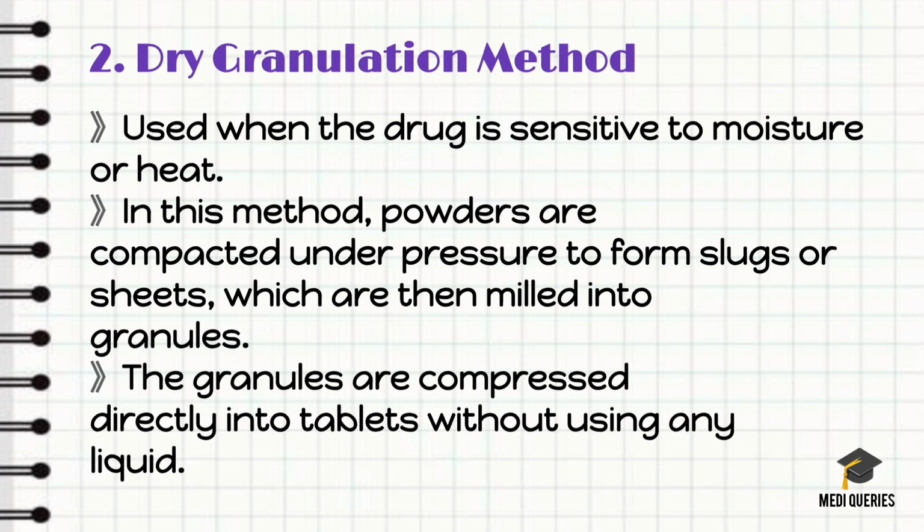Dry granulation is used when the drug is sensitive to heat or moisture. In this method, no liquid binder is used and no drying is required. The powder blend is compressed to form large slugs or ribbons, which are then milled into granules. The two common techniques are slugging and roller compaction. Slugging mainly involves compressing the powder into a larger tablet using a heavy duty tablet press.